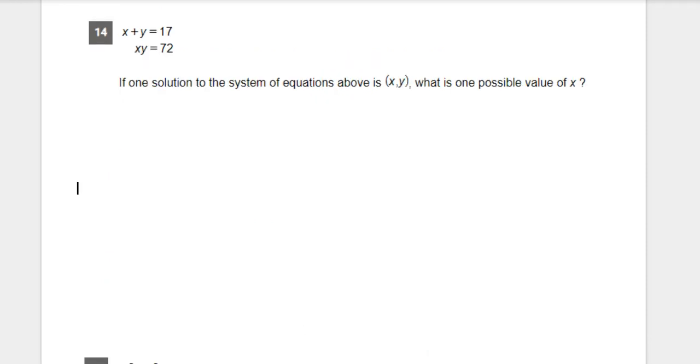All right, so number 14, looks like we have a system of equations. If you're analyzing why you miss problems, this is definitely a system of equations. And actually, usually they're both lines. This one right here is not linear. If you were to graph that, it's not going to be a straight line.